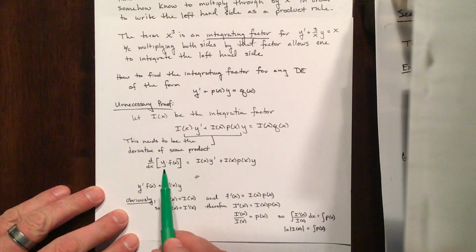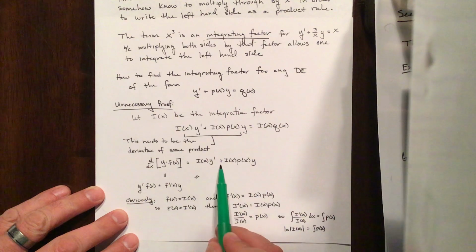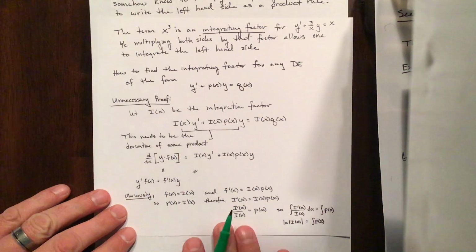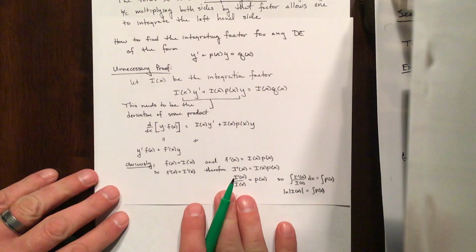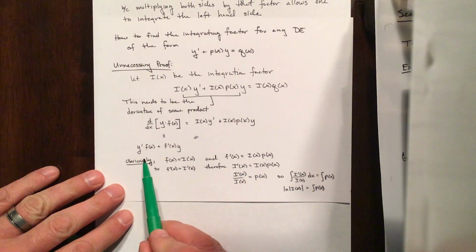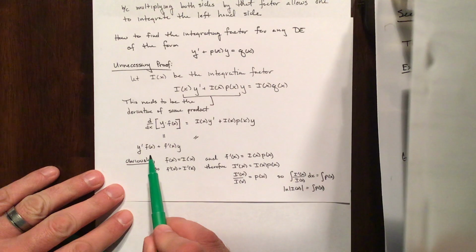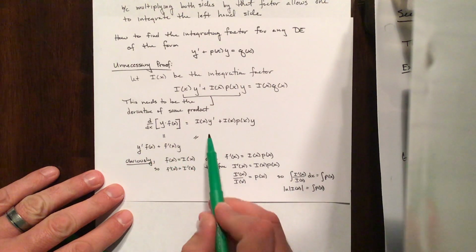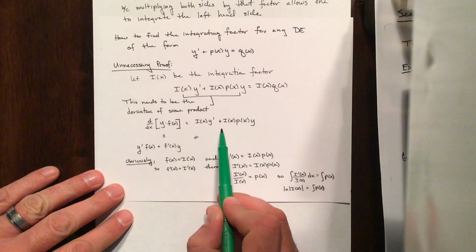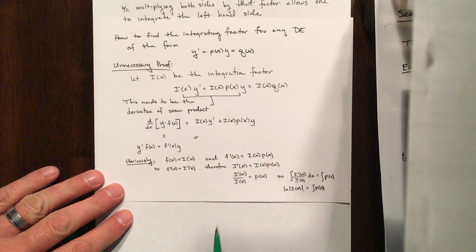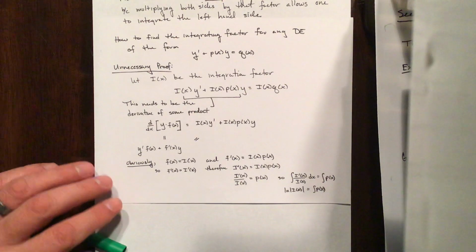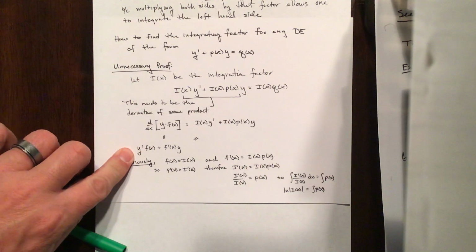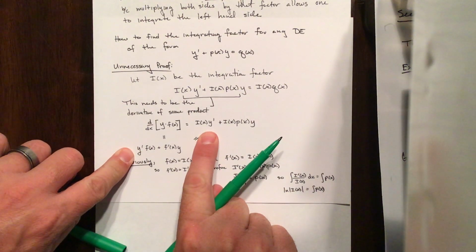So we have a is equal to b and a is equal to c, so c is equal to b. Okay, so that's the transitive property of equality. So we know that y prime times f of x plus f prime of x times y is equal to I of x times y prime plus I of x p of x times y. If you matched up term by term, y prime times f of x has to be equal to y prime times I of x.